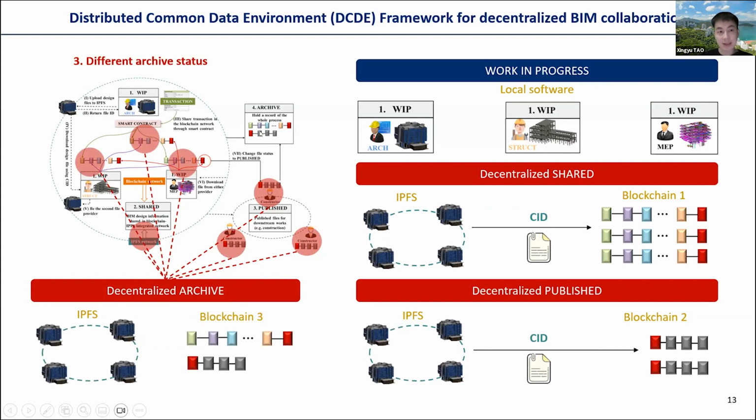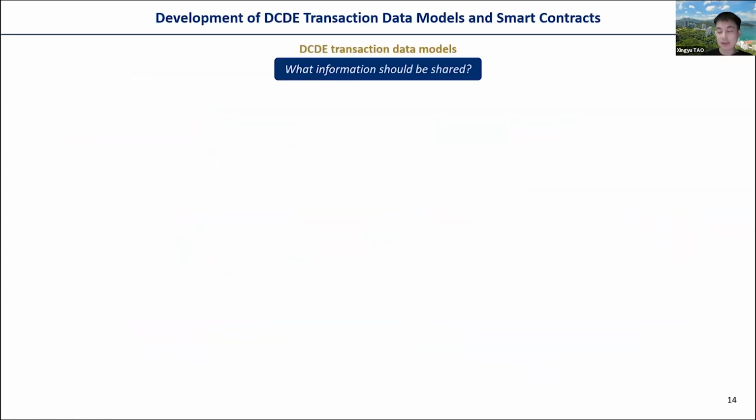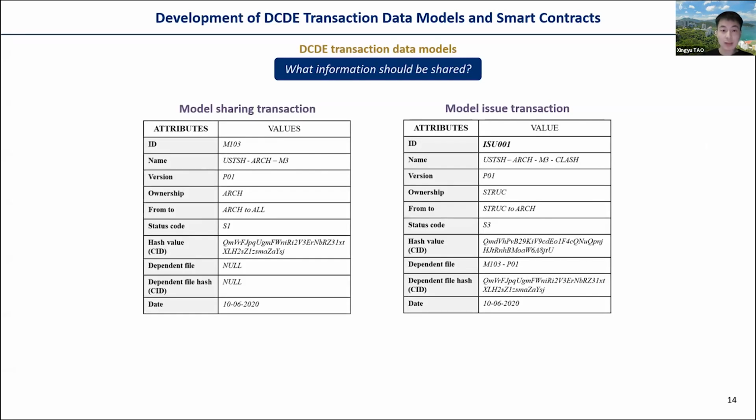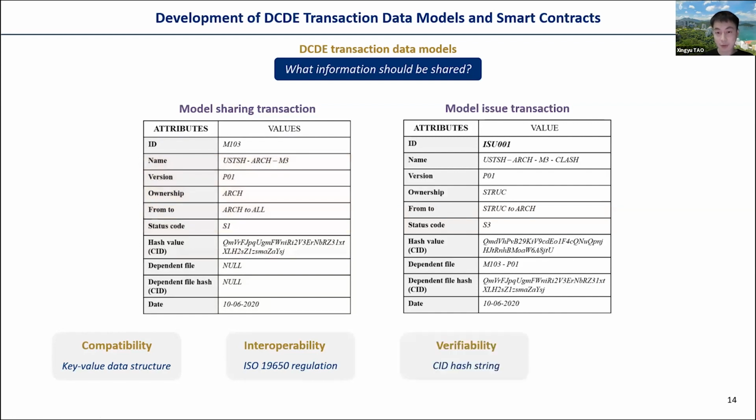In this decentralized CDE, or DCDE, we still develop two technical elements. First is the transaction data model, which defines what information should be shared in a decentralized network. So there are two examples of the data models. They have a key-value data model to be compatible with the blockchain requirements, and all the metadata are designed based on ISO standards, so it will have better interoperability across different CDE platforms. Also, it contains the CID so that all the data are verifiable, and finally, it provides complete data, including the issues, together with the dependent models.